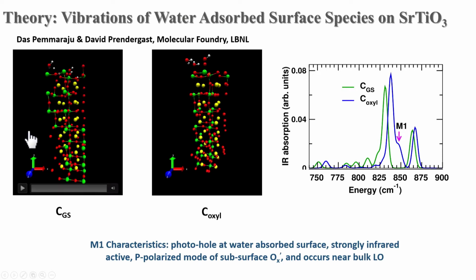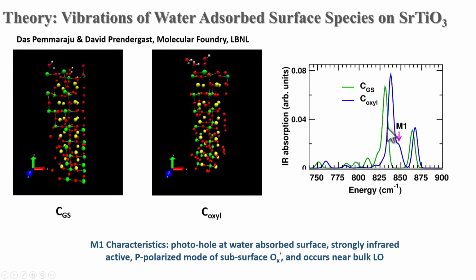So what they did is calculate the oxygen motions for a water-absorbed strontium titanate slab, both in the ground state without hole injection and with hole injection that creates the oxyl radical. And this is the IR absorption spectrum that they find. So both in the ground state and the oxyl, this is a bulk phonon. This is an artifact of the unterminated or non-water absorbed surface. And this is weak IR activity associated with subsurface oxygens underneath either a hydroxyl or water absorbed group.